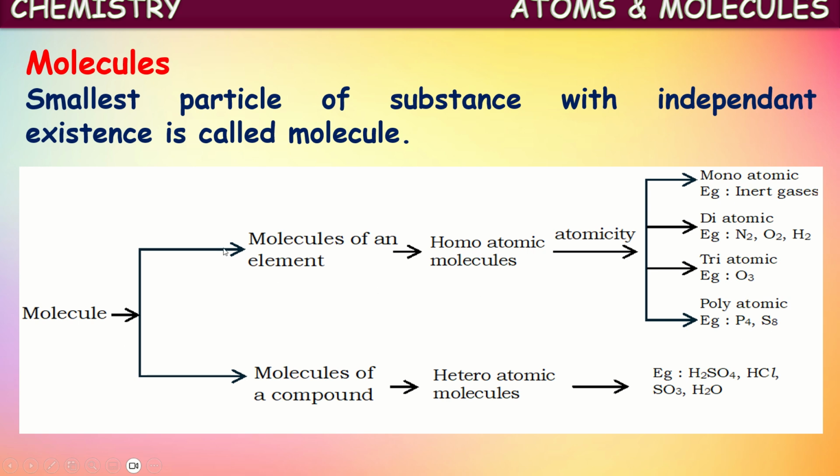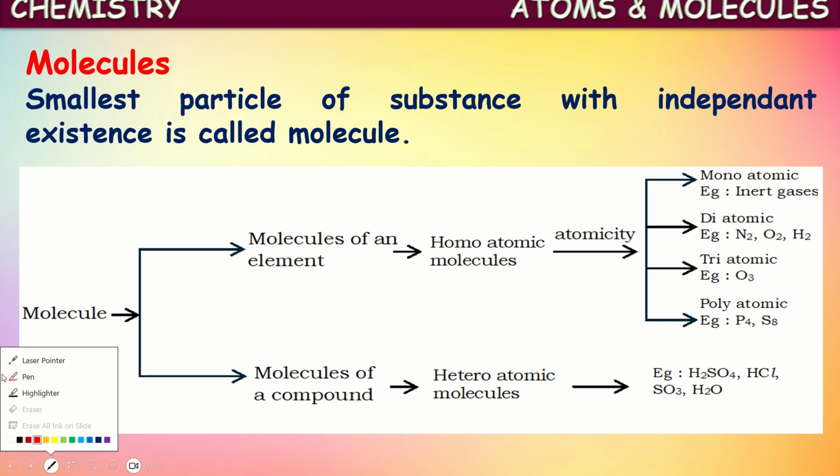Okay. Now we come to the second category of molecules: molecules of a compound. Molecules of a compound means what? Atoms of different elements combining together and giving rise to a molecule. That molecule is called a molecule of a compound. It is called a heteroatomic molecule. Molecules of a compound are also called heteroatomic molecules. Why do they consider them heteroatomic molecules?